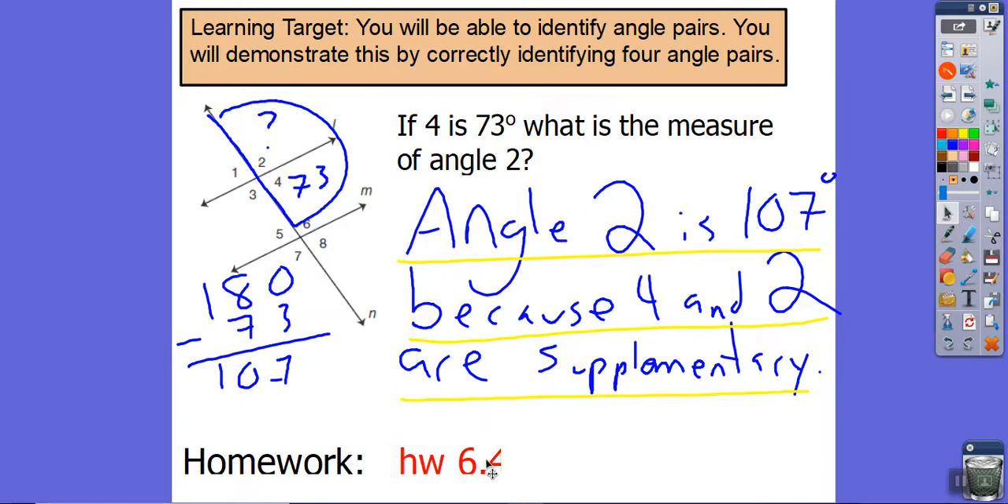So your homework is 6.4, working on that. And let's make sure we get some nice sentences. Capital letters on the first one, periods at the end.